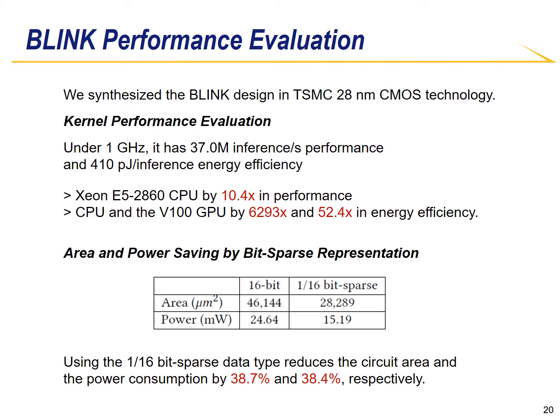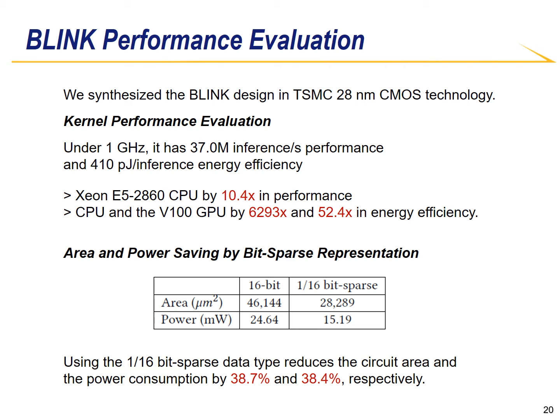We synthesized the Blink circuit design in TSMC 28nm technology. Under 1 GHz clock frequency, it achieves 37 mega inferences per second performance and 410 picojoules per inference energy efficiency. The processing speed outperforms the Xeon E5 2860 CPU by 10.4 times, and the energy efficiency outperforms the same CPU and V100 GPU by 62.80 times and 93.52.4 times, respectively. According to the synthesis results, the proposed bit-sparse quantization and circuit design help reduce the circuit area and power consumption by 38.7% and 38.4% respectively, compared to the conventional design in 16-bit fixed point.